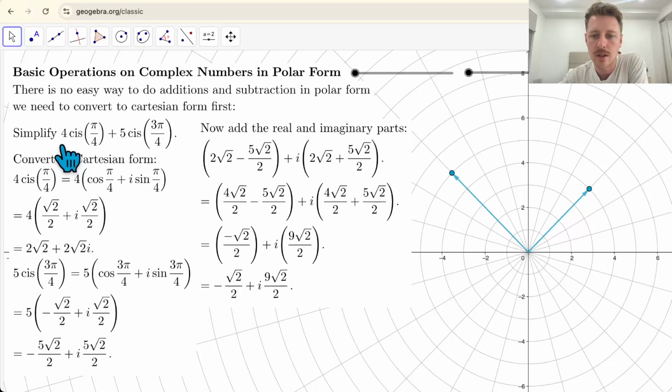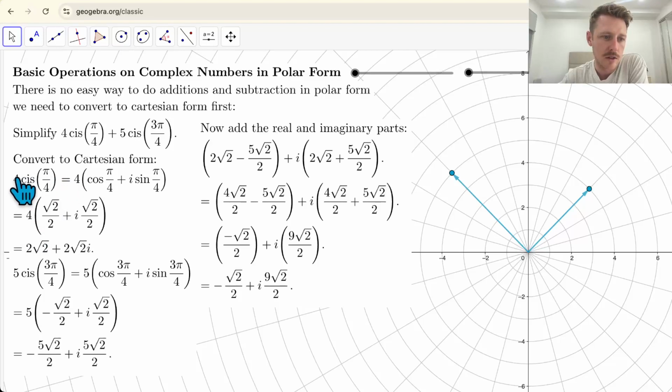So if you've got 4 cis pi on 4, that's over here. So a radius of 4, the modulus is 4. Pi on 4 around, so that's 45 degrees. So that's there on our sort of polar Argand diagram. And then we're adding that to 5 cis 3 pi on 4. All right, so that must be on the 5th circle because there's a radius of 5. And 3 pi on 4, well, that's pi on 4, 2 pi on 4, 3 pi on 4 is over here. So convert it to Cartesian form.